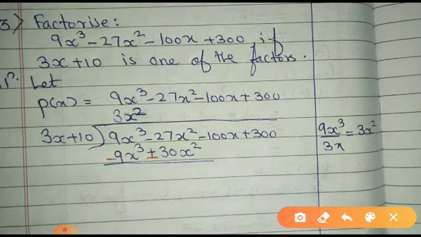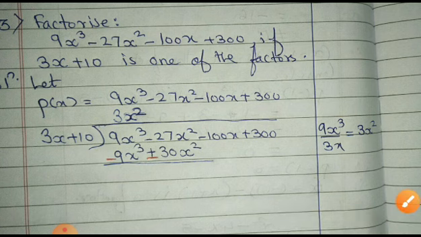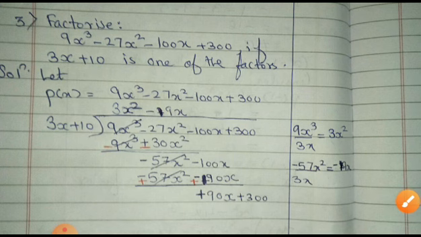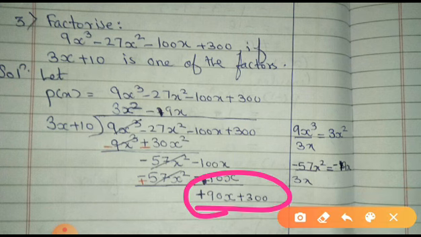Again, by using that 9x cube by 3x, you'll be getting as 3x square. Write it, simplify it, make the changes in your sign. So I'll be getting it as minus 57x square minus 100x. Again x square, so 2 is greater than 1, that 3x raised to 1 it is. So 2 is greater than 1 and hence you can again divide it. So I'll be getting it as minus 57x square by 3x, it is nothing but minus 19x. Okay, so simplify it. After simplifying, you'll be getting it as plus 90x plus 300.